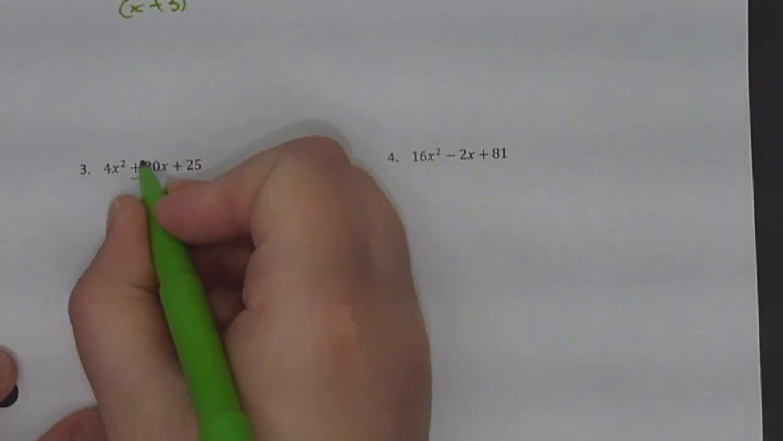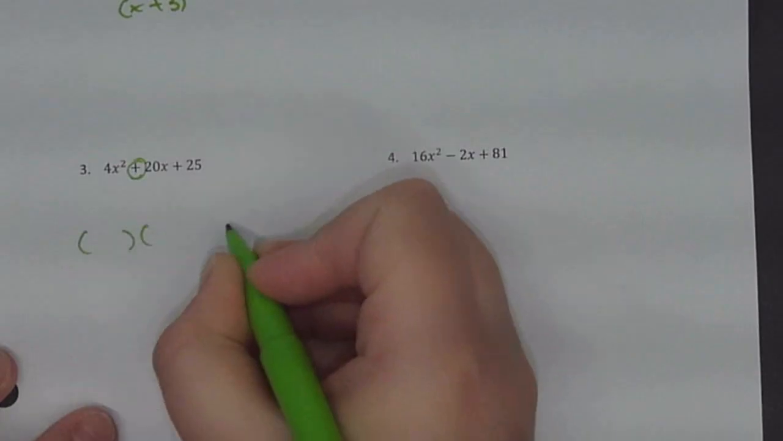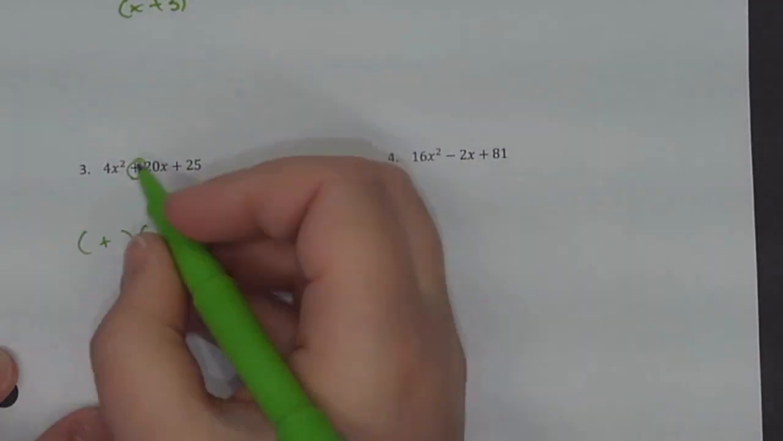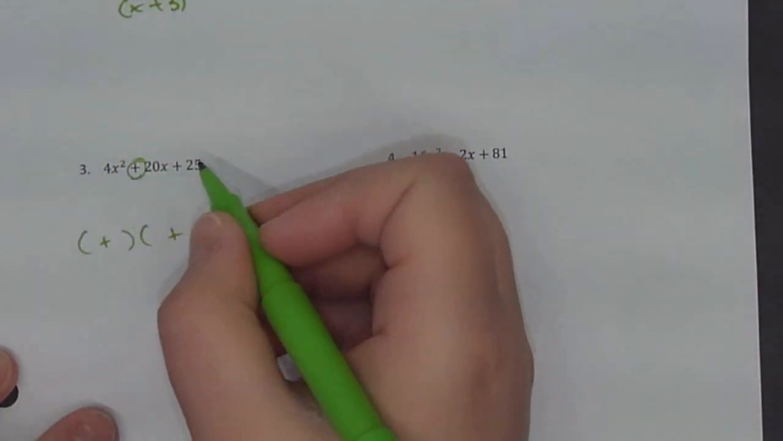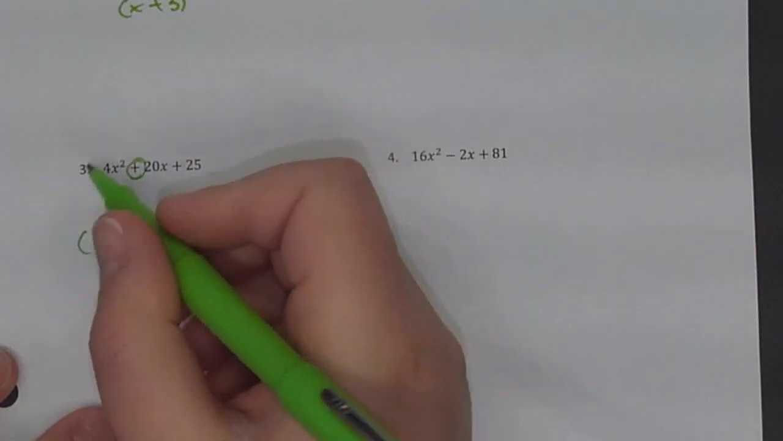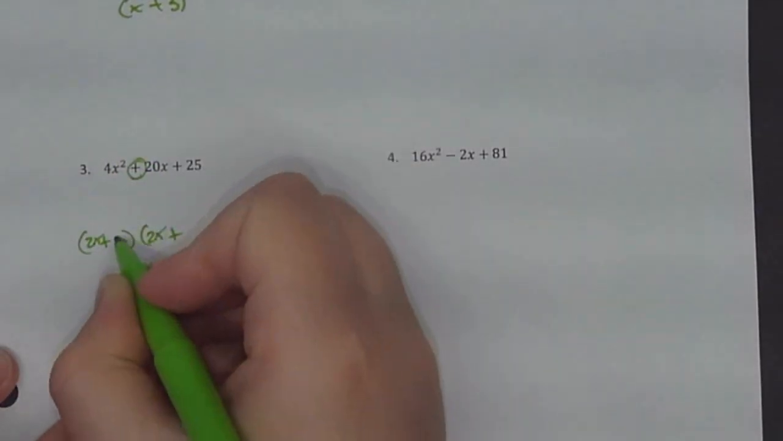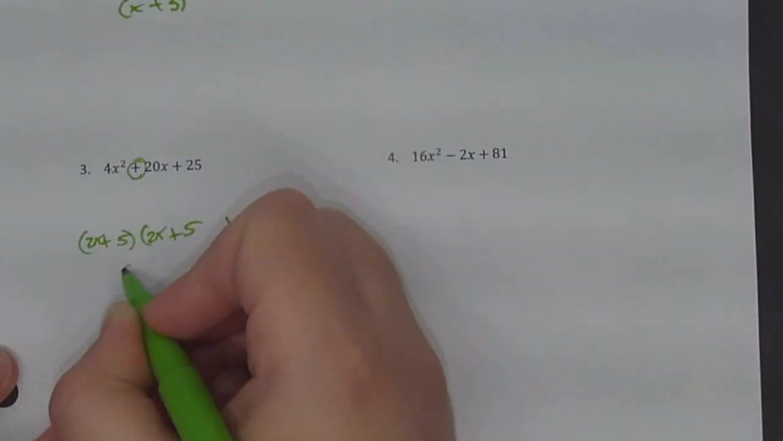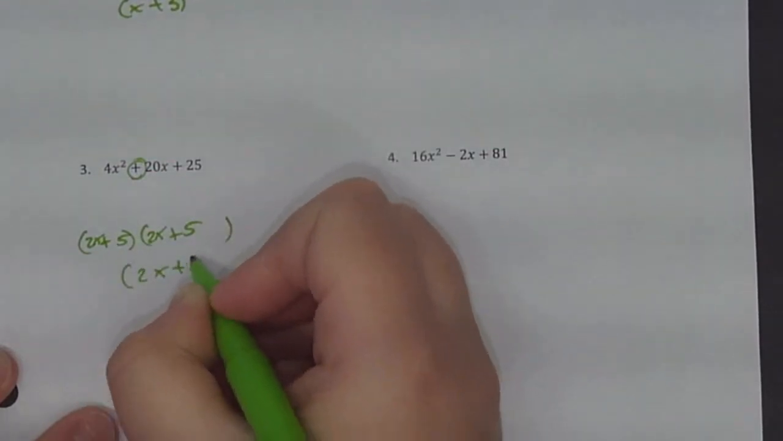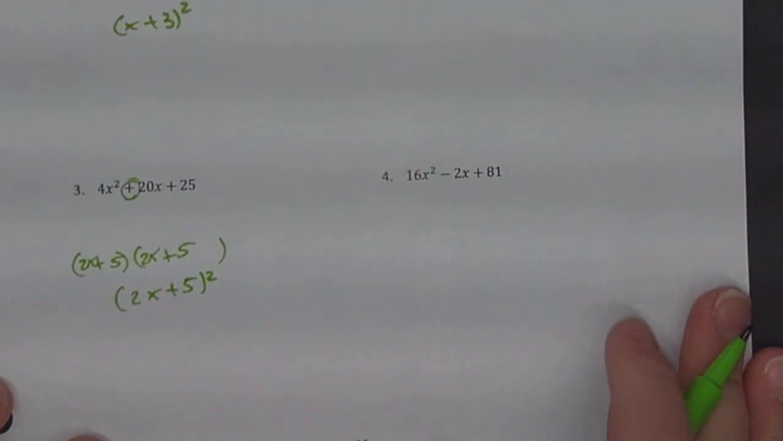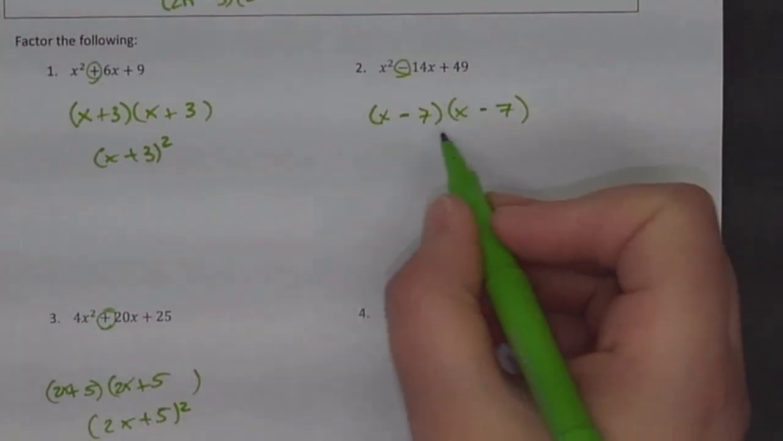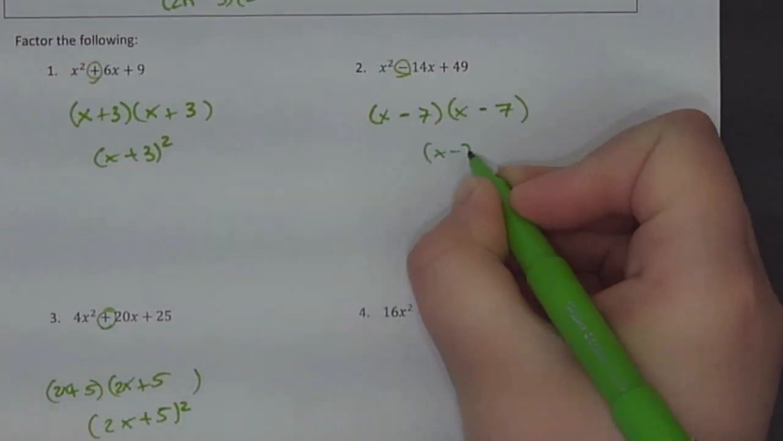Number 3, plus right here, so both of my parentheses get a plus. 4x squared and 25, we can take the square root of both. Square root of 4x squared is 2x. Square root of 25 is 5. Both parentheses are the same, so we can combine them. Oh, we forgot to do that on number 2. Both of these are the same, so we gotta combine them into one.